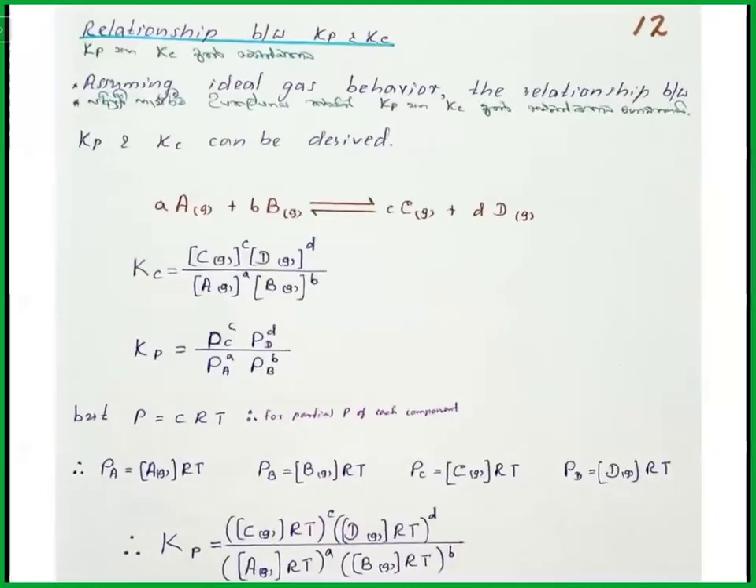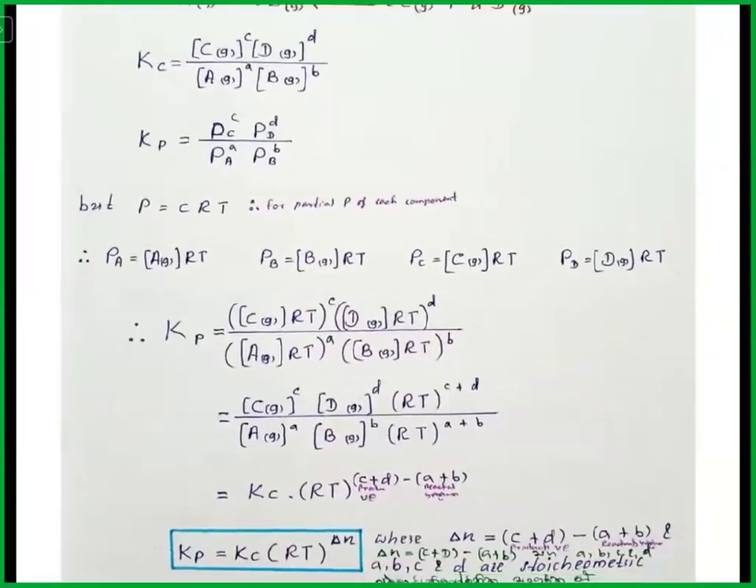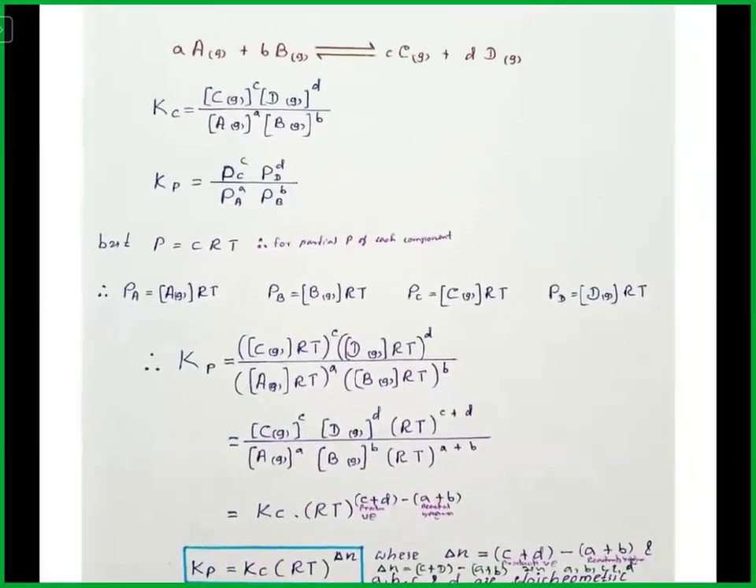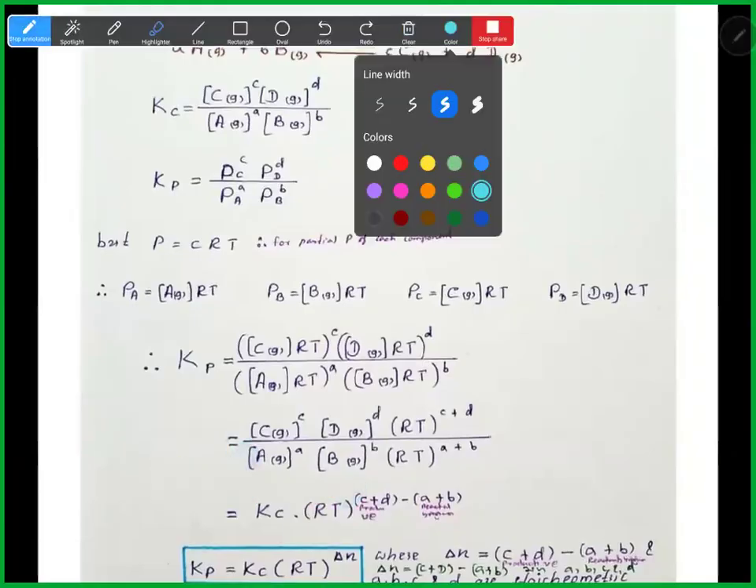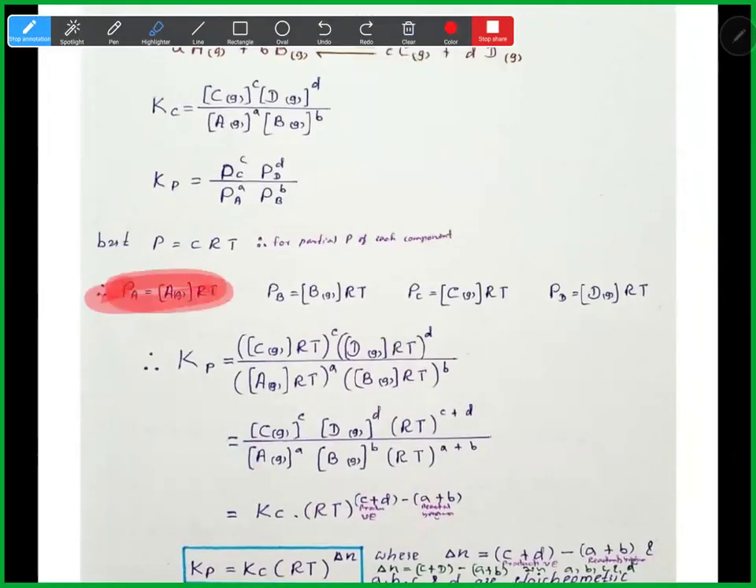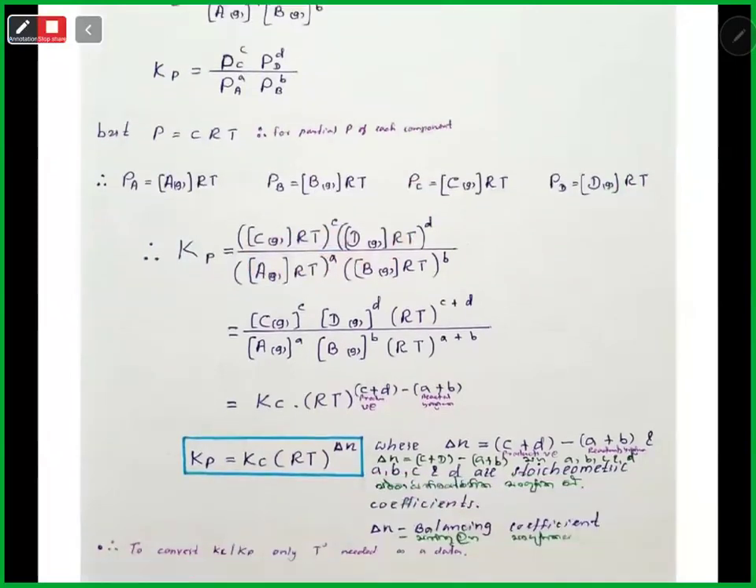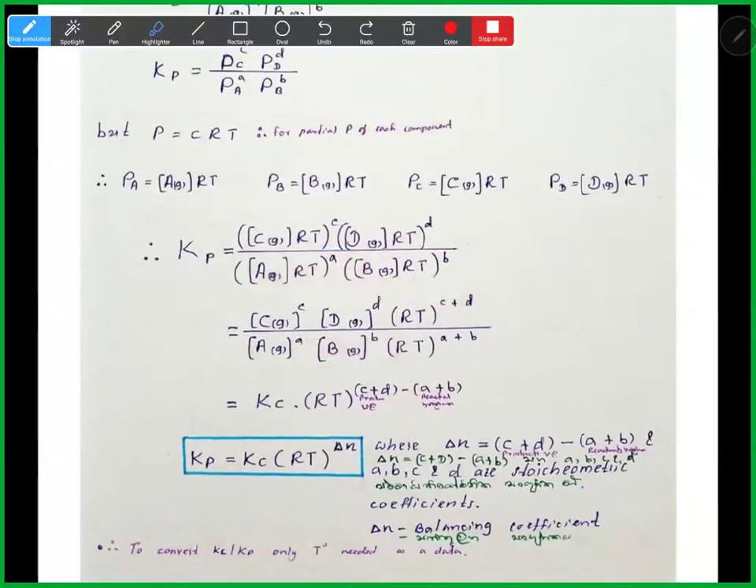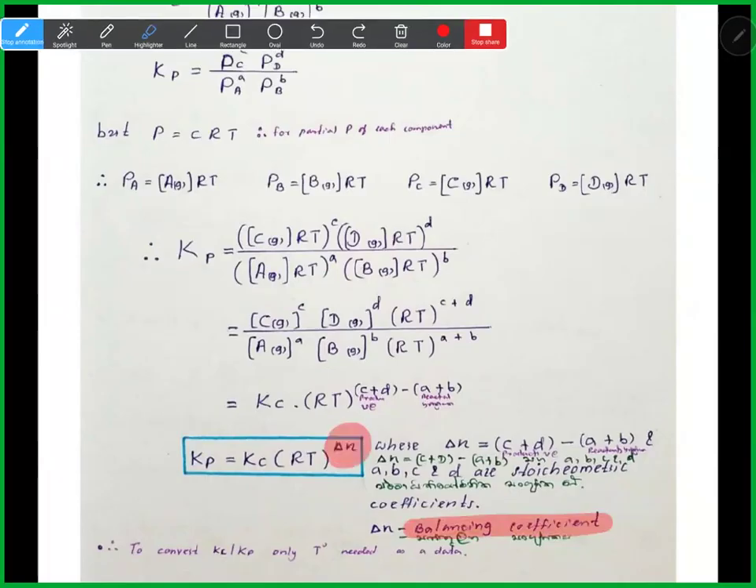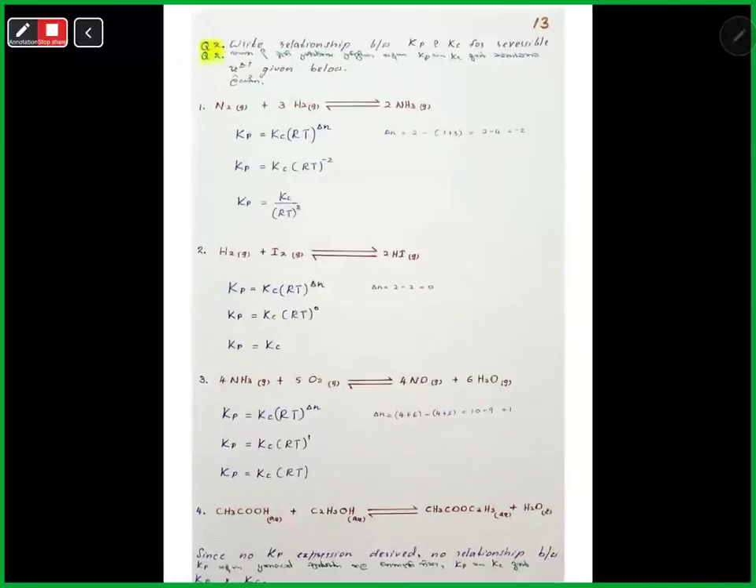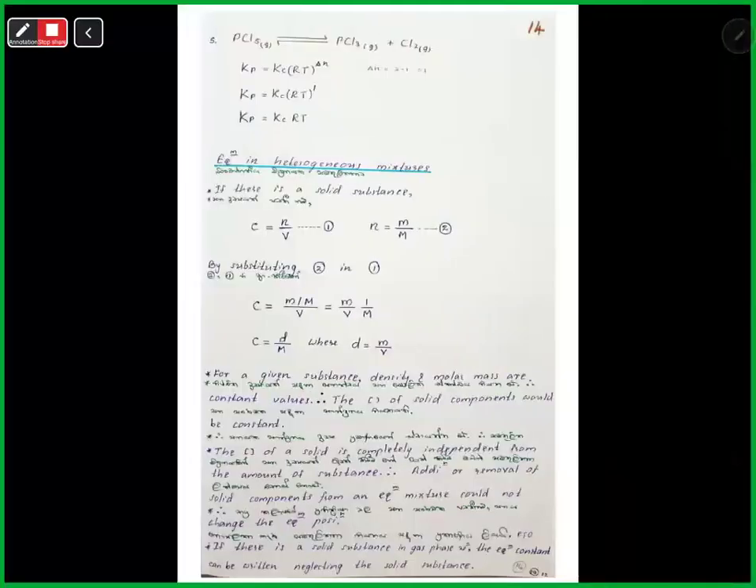Okay, then the relationship between Kp and Kc: you write the Kp, Kc expressions separately. Then instead of concentration, we can write these concentrations using pressure terms. Then substitute it into Kp. Then you can get this connection Kp equals Kc(RT)^Δn. I keep saying this, Δn is this balancing coefficient, and they are always giving a couple of marks for this one. So you have to show how you get this one. Products minus reactants.